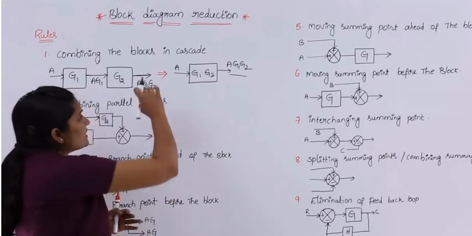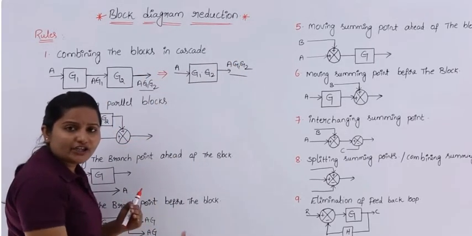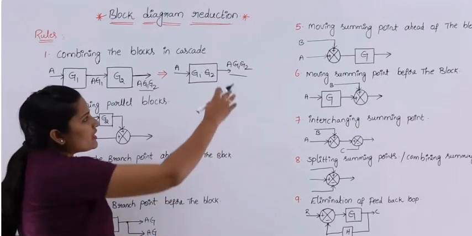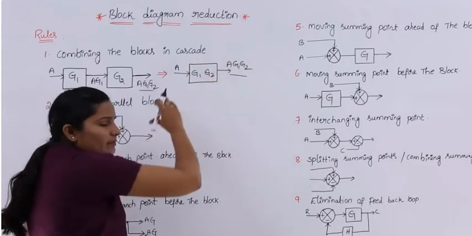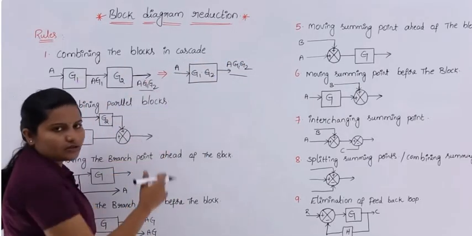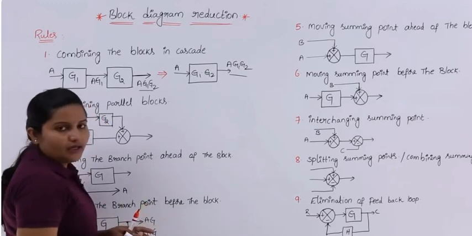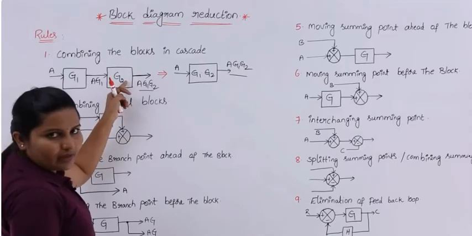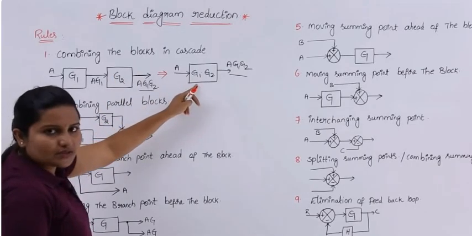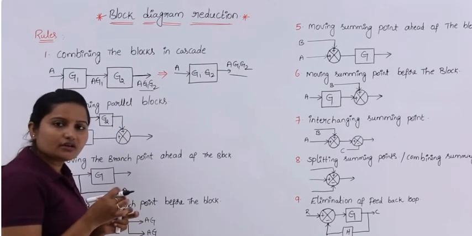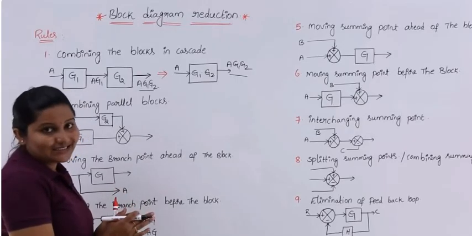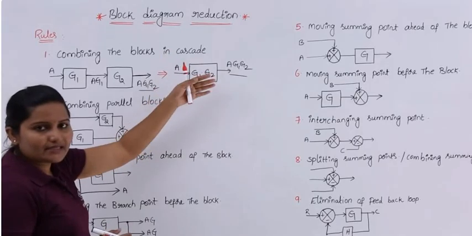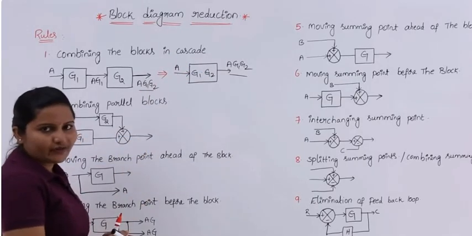Our intention is to get the same output. By taking individual blocks or the combined block, you need to get the same output. If you get the same output by taking a single block, what is the need to take two blocks? That's why we can reduce the two individual blocks by combining them with multiplication. If you observe blocks in series, you can combine them into a single block by multiplying the gains.